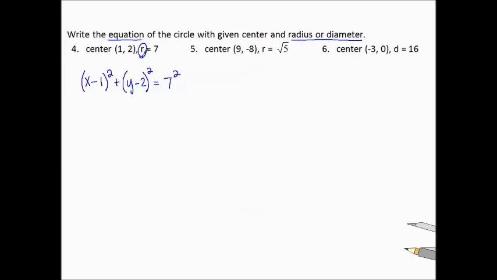So now I'm going to simplify because I don't like to leave 7 squared, because that's not usually how we're going to see it written or how we're going to write it. 49. Here's another one with the given radius. Try to plug in the center and the radius, see what you get. You can pause the video and come back.